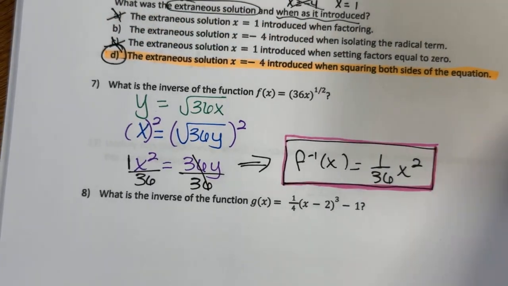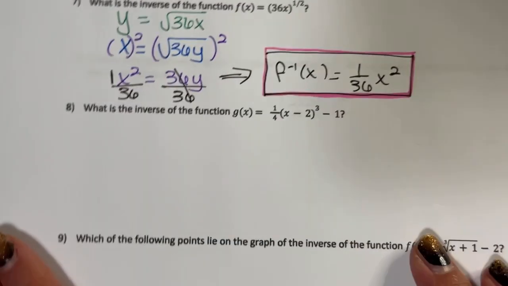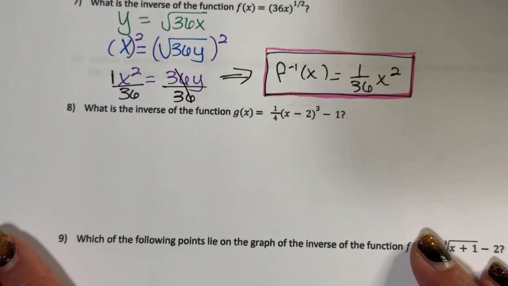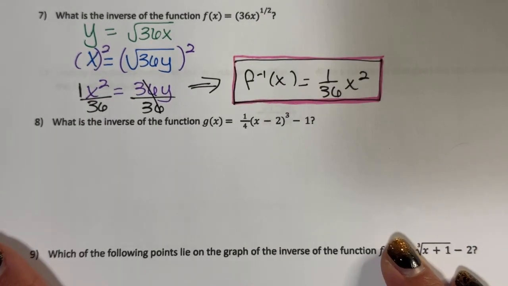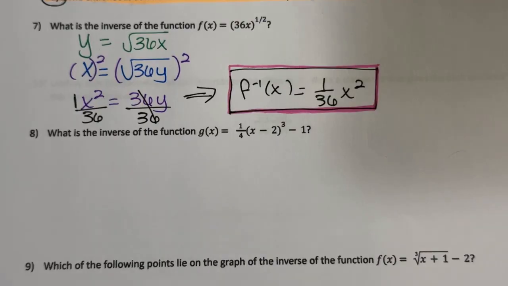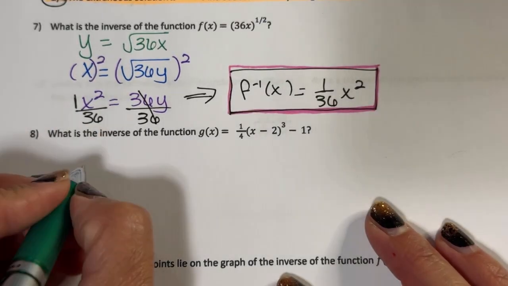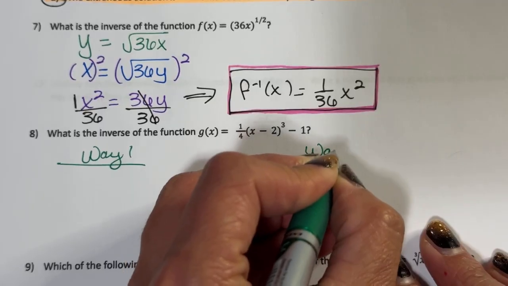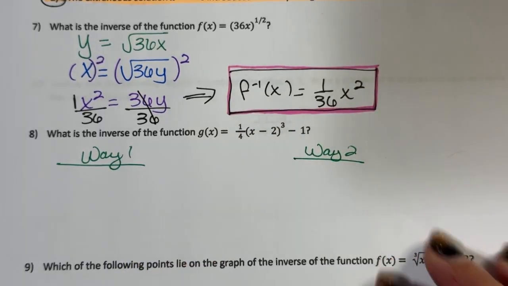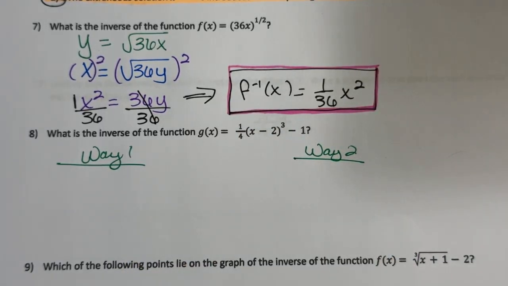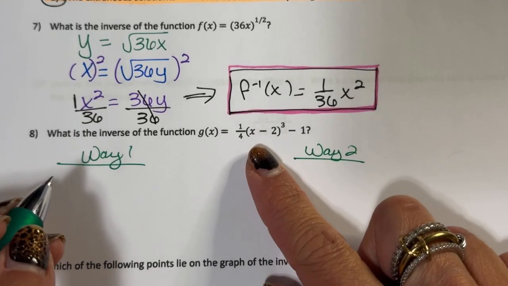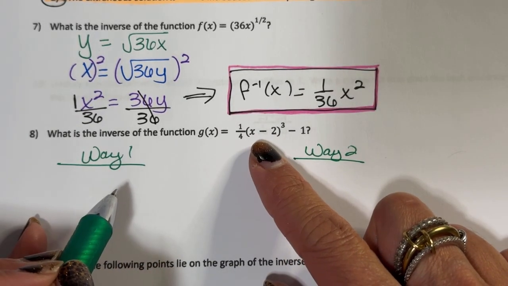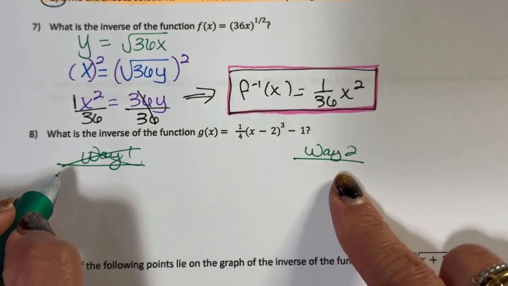Okay. Number 8, it says, what is the inverse? So another inverse one. Equation of the function g of x equals 1/4 times x minus 2 cubed, minus 1. And here's where we have 2 ways. So I'm going to do this again. You can use the easy peasy shortcut if you remember it properly, or we can Freaky Friday like we just did in the last problem. Okay, so I'm going to start with, actually, we can't use a shortcut. Never mind. We have to go straight to way 2.